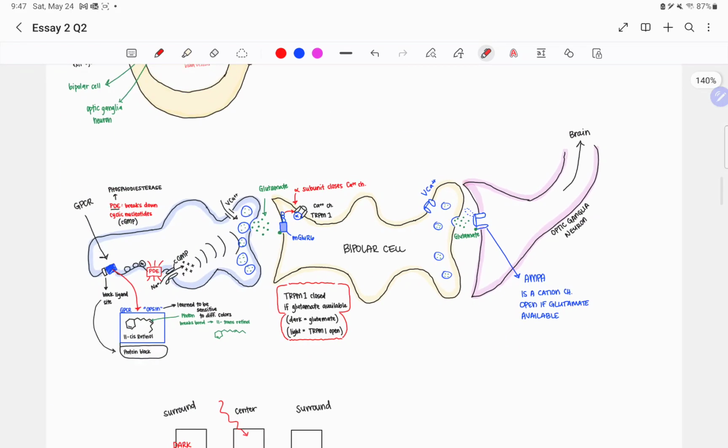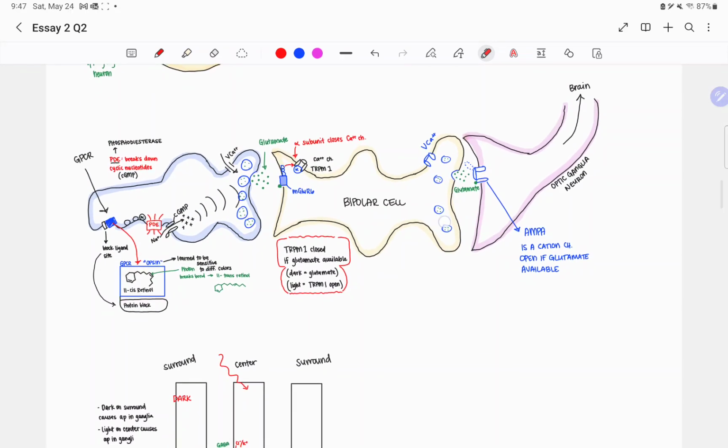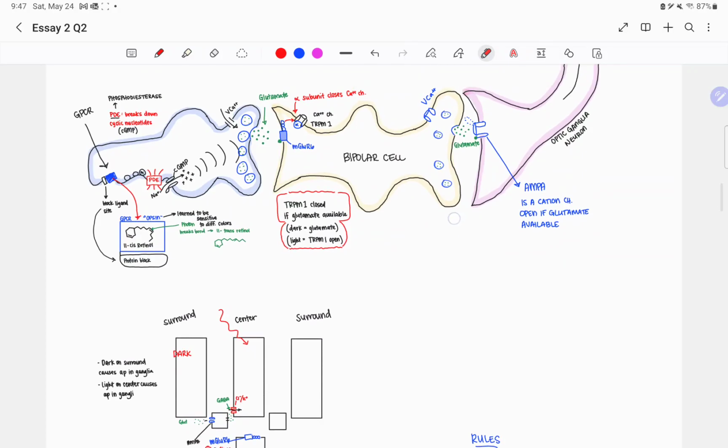Okay, so I know it's kind of confusing. It feels really weird, and I'm trying to explain it the best I can. So I hope that all made sense.